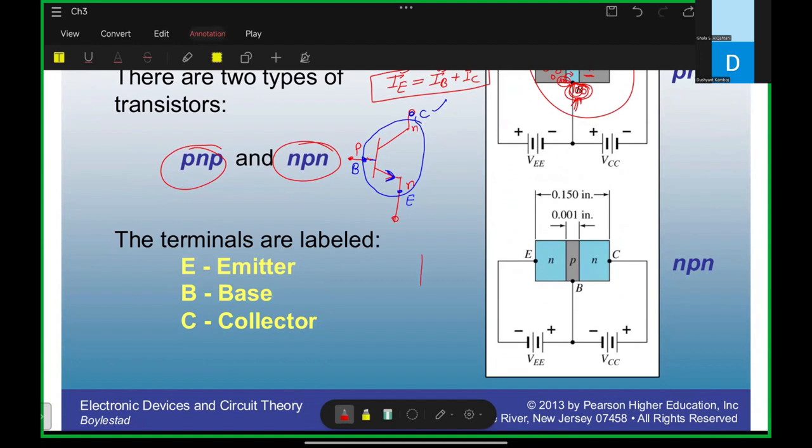See, if I put this arrow in the inside direction, what is happening? Can you tell me? Like this. This is base, this is emitter, this will be collector. So which type of transistor is this one?